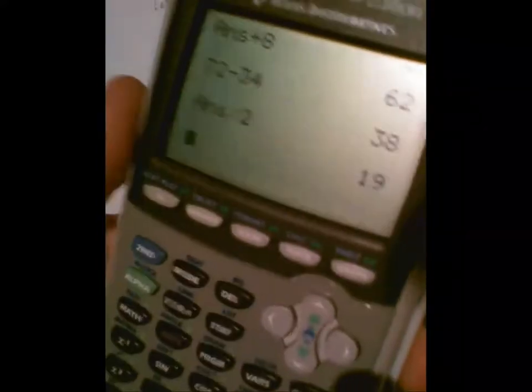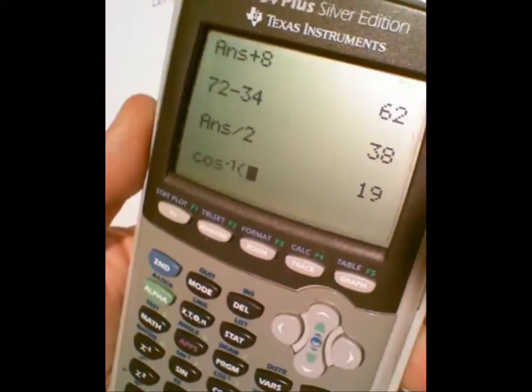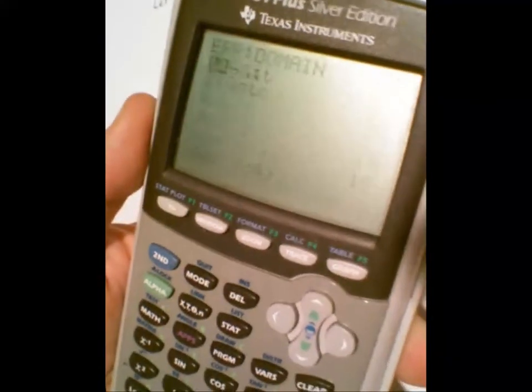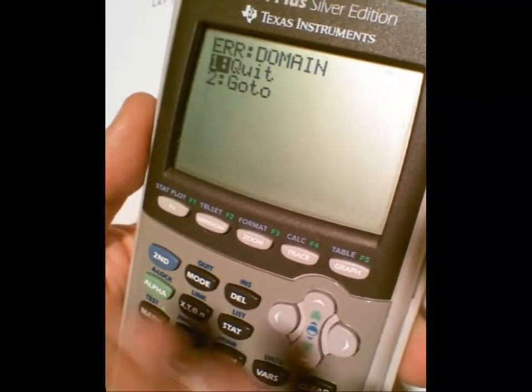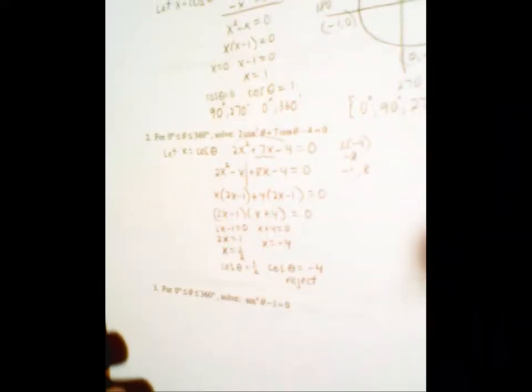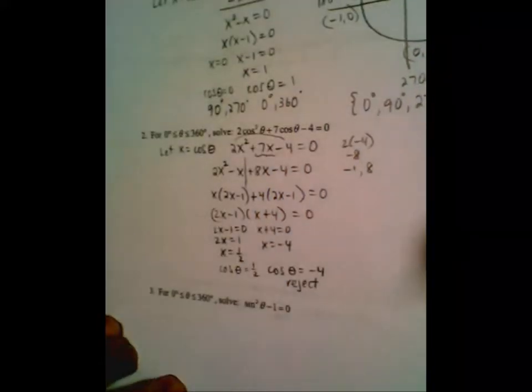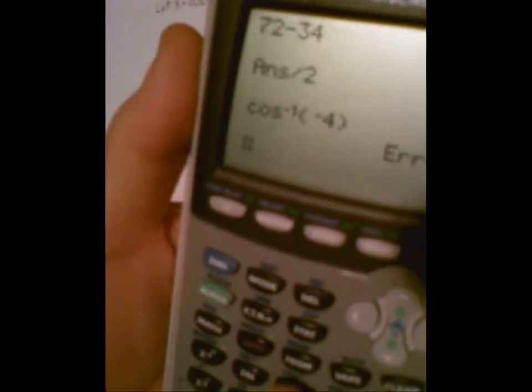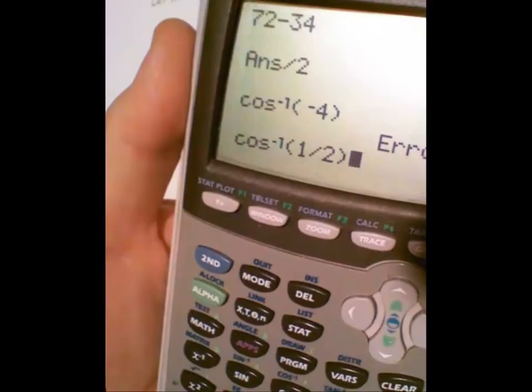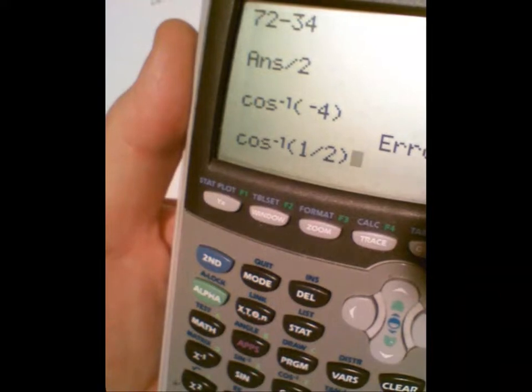If I did use my calculator and I did second cosine of negative 4, inverse cosine of negative 4, what would happen is I would get an error. It wouldn't even work. But now cosine theta equals 1/2. Well, where is cosine 1/2? Second cosine of 1/2. By the way, this is in our table that we're supposed to know.